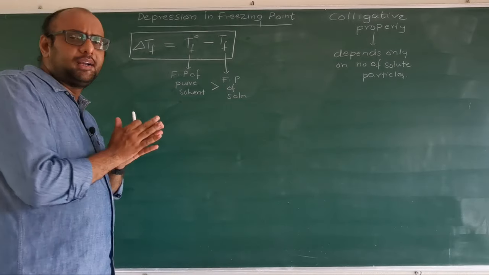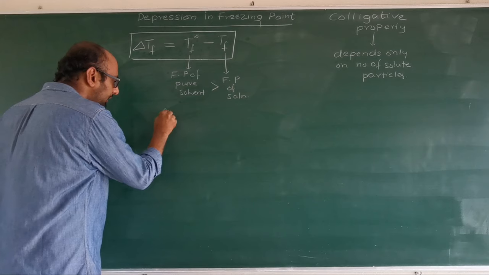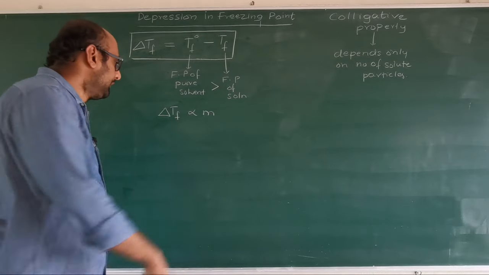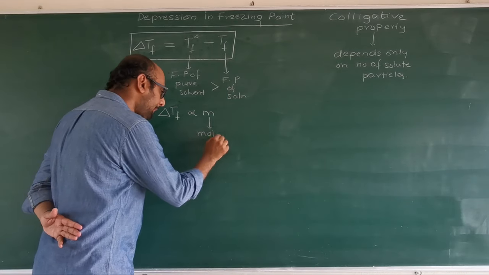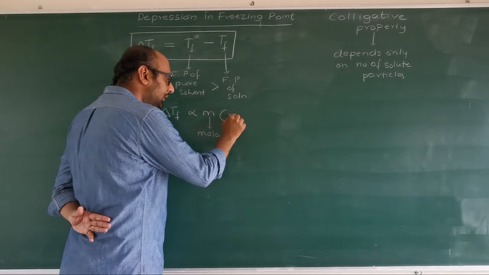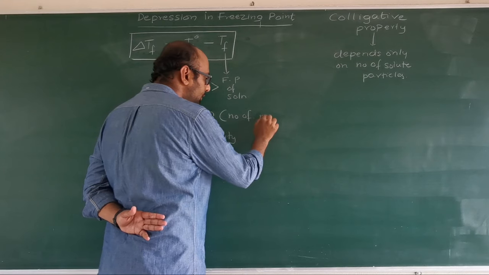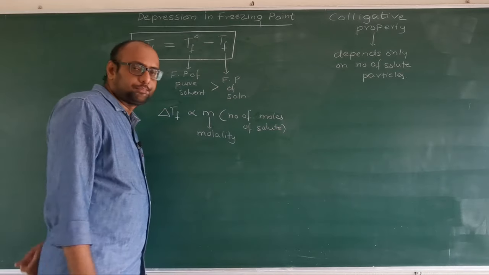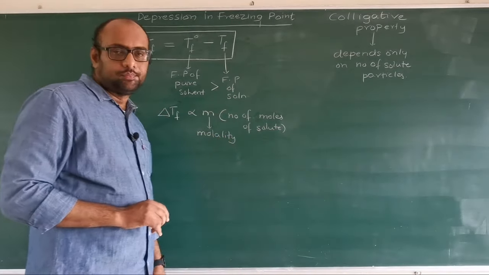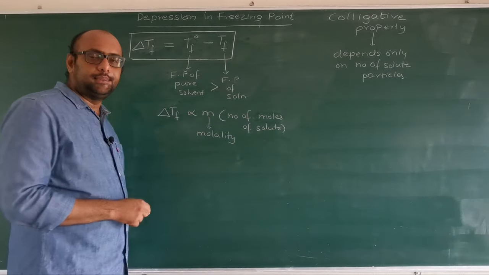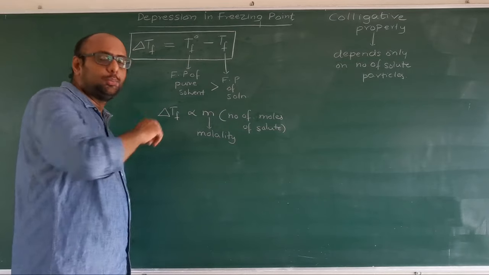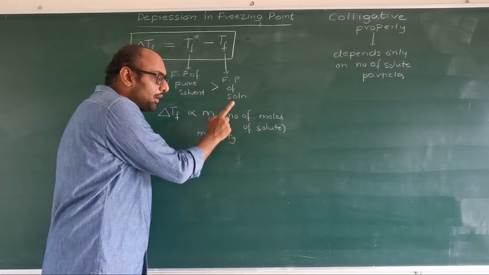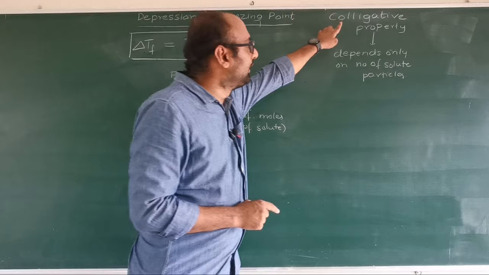Now it has been experimentally observed that the depression in freezing point, delta Tf, is directly proportional to molality. Here small m stands for molality. Molality is nothing but the number of moles of solute present in the given solvent. It is nothing but the number of solute particles. So delta Tf is directly proportional to molality. That means delta Tf, the depression in freezing point, depends on the number of solute particles. Hence, it is called a colligative property.